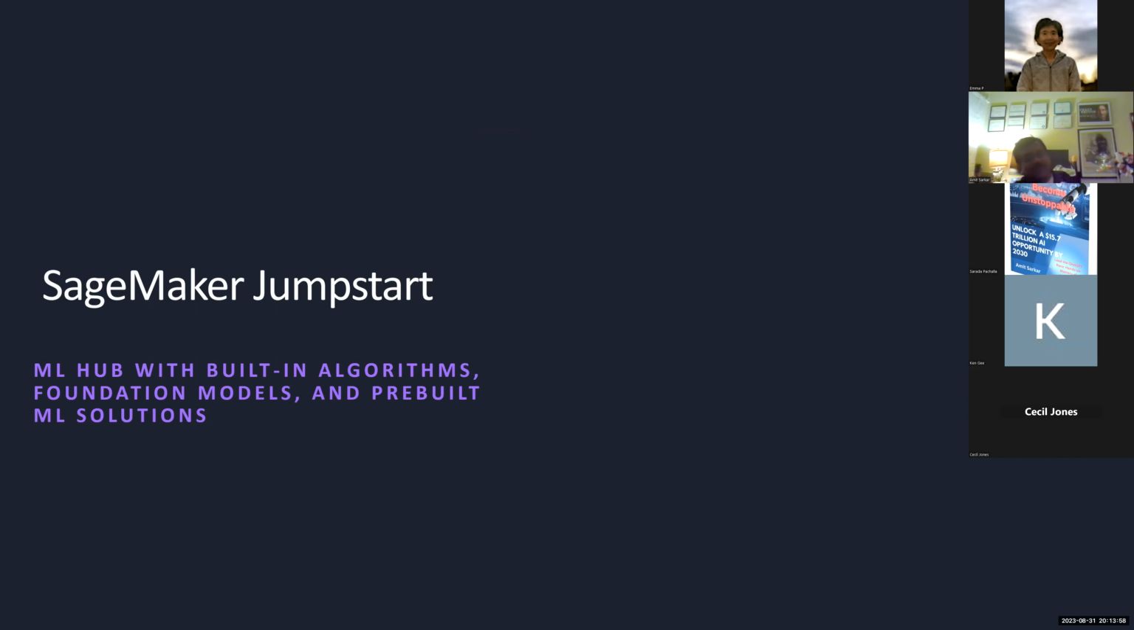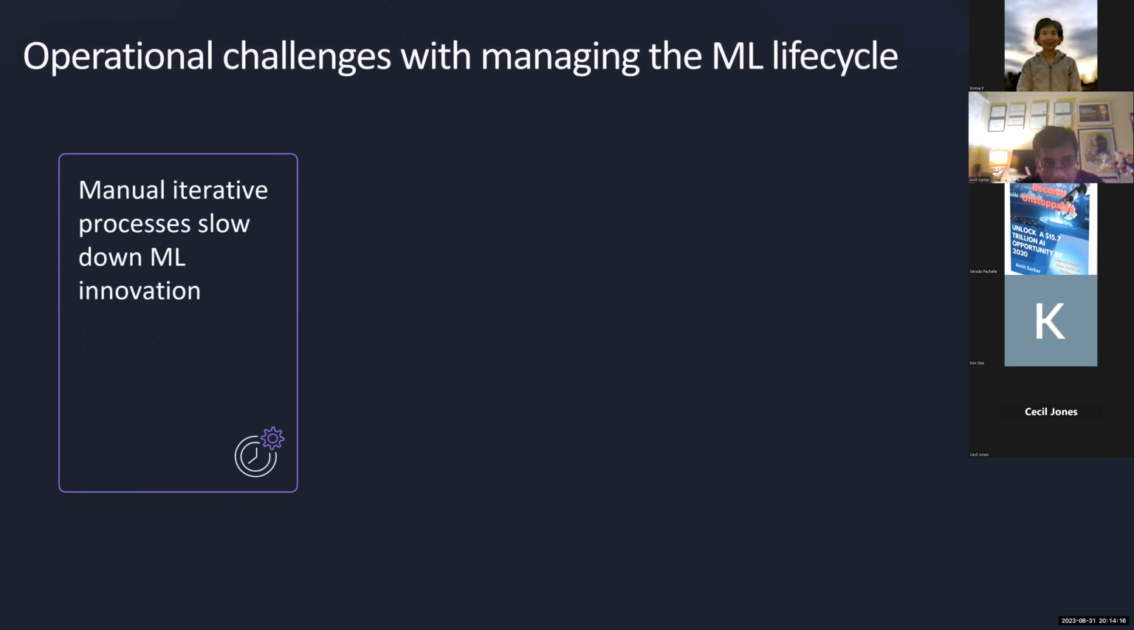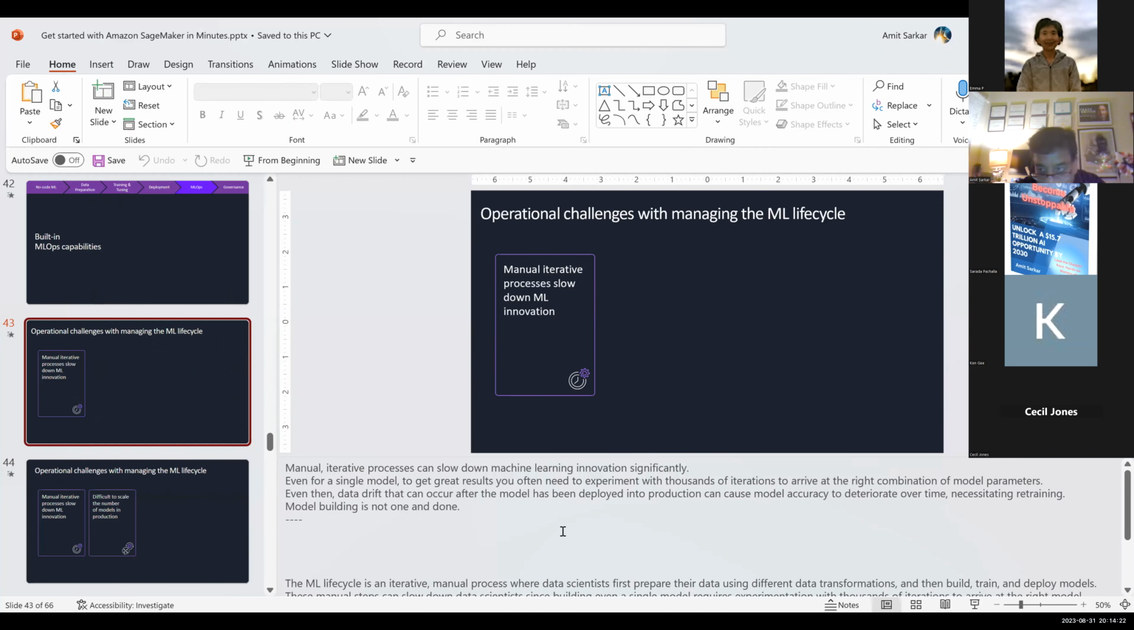So probably 80% of the heavy lifting is done by Jumpstart because all the pre-built models are there, with a little bit of customization. That's it, you can run it into production. So that's the idea of SageMaker Jumpstart. It's built-in ML capabilities. So let me go and show you the Jumpstart. That's very important. I'll show you the Jumpstart.